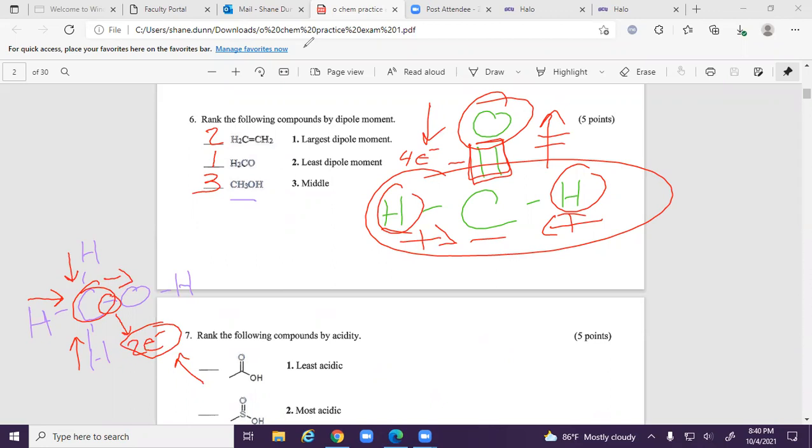Angles are not in play here. They're all linear, because it's all one carbon. Angles are coming into play next unit, really. Next unit is all the wedges and the dashes and chirality, and you have Newman projections and all this really annoying stuff. Right now, if you notice, it's all linear. So that's all that matters. He's just trying to test the concept of, do you know a double bond means more dipole?